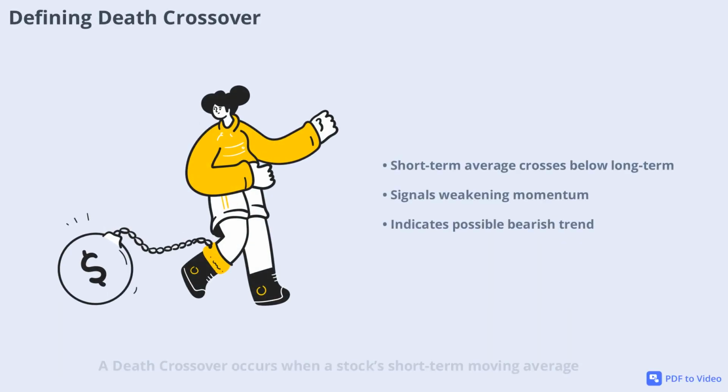A death crossover occurs when a stock's short-term moving average, such as the 50-day EMA, crosses below its long-term moving average, like the 100-day EMA. This crossover is more than just a line on a chart, it's a signal that the stock's recent momentum is weakening. For many traders, this pattern is a warning sign that the stock could be entering a bearish phase where prices may continue to fall. Understanding this definition is the first step to recognizing how powerful technical analysis can be in navigating the stock market.